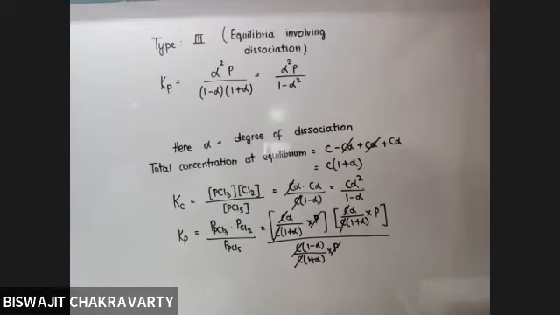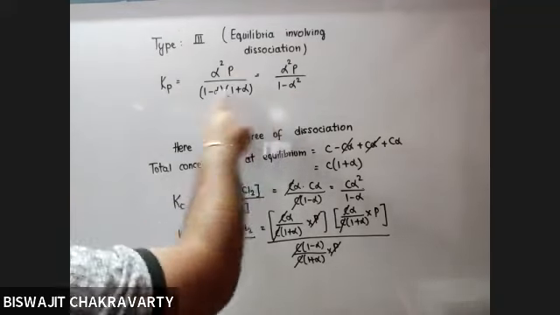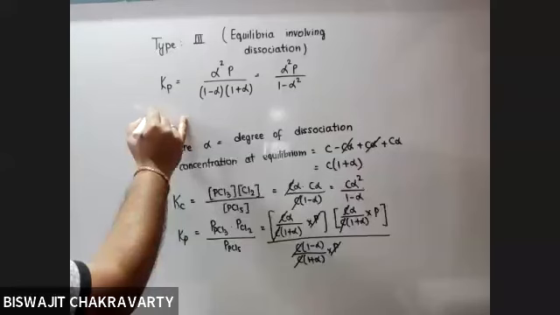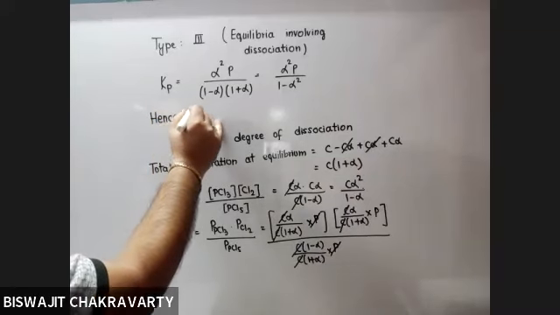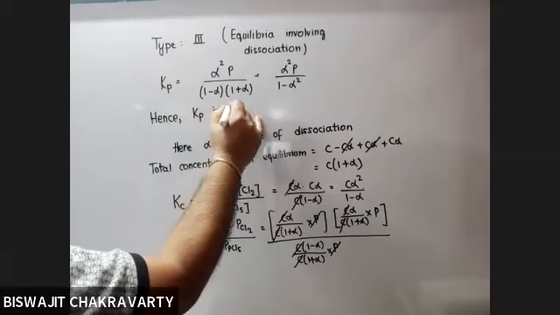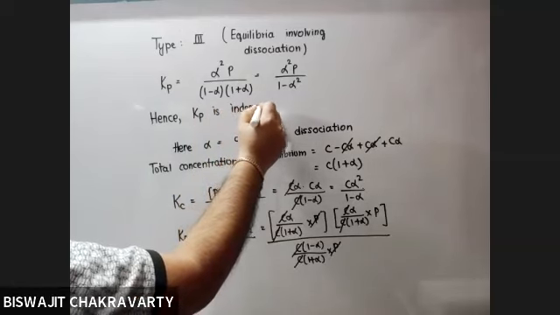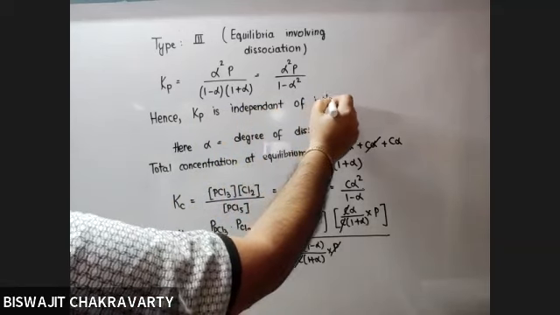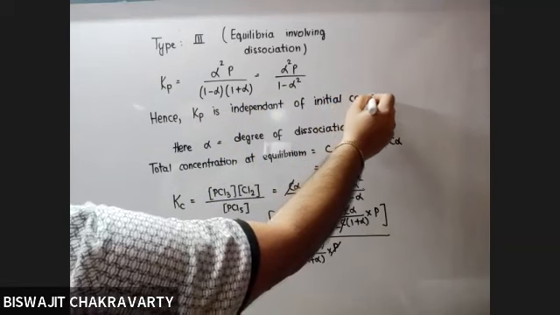We can write now. So ultimately we find one thing interesting, that the Kp is independent of the initial concentration. So it was an important result. Kp does not depend on the initial concentration. There is no initial concentration in the Kp expression. So hence we can write Kp is independent of initial concentration.